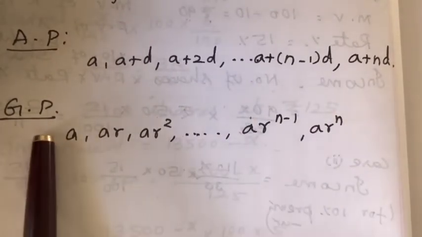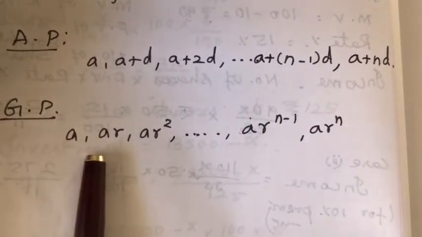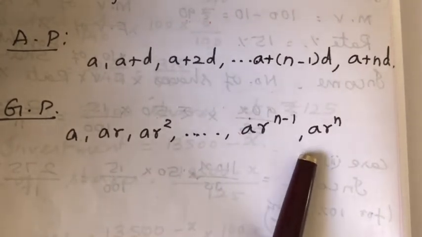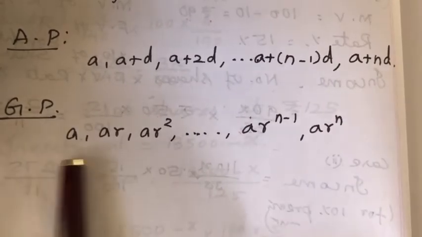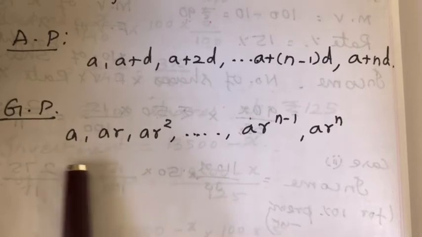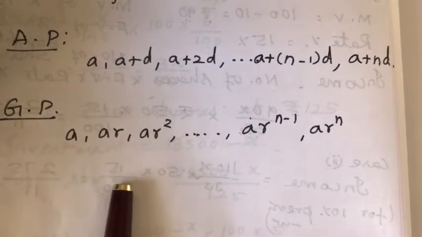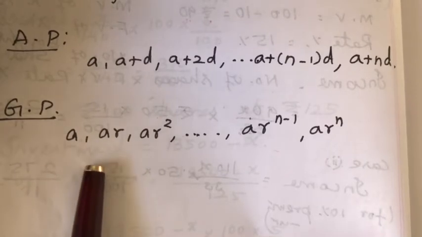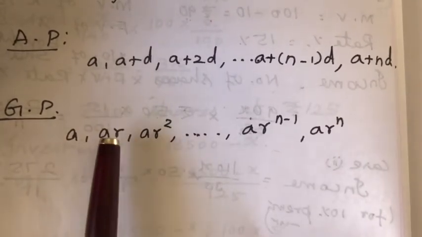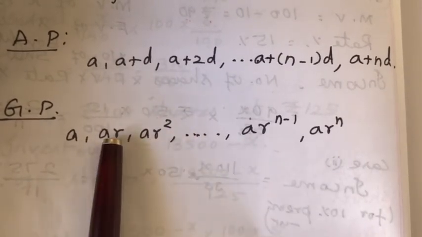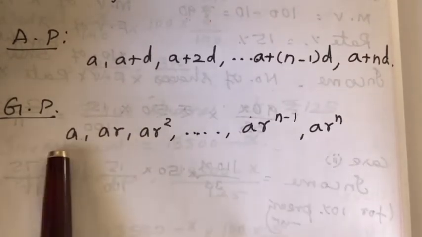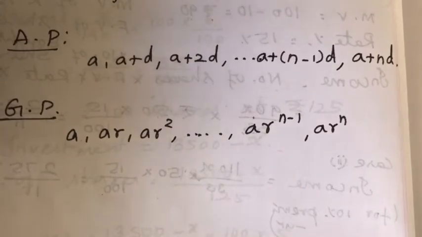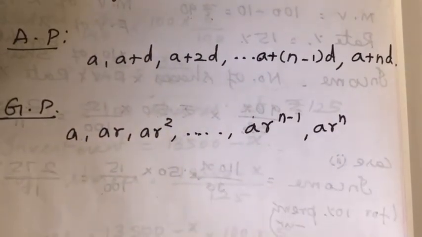In the geometric progression, the terms are a, ar, ar squared, etc., up to ar to the n minus 1, ar to the n. And here in geometric progression, we have a common ratio. The second term divided by the first term will give you the common ratio, and the third term divided by the second term is also the same. We have a common ratio between the elements of the progression.